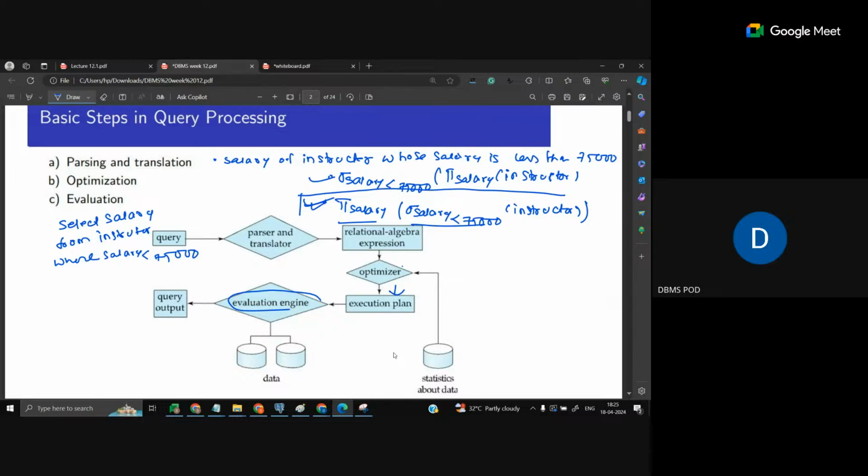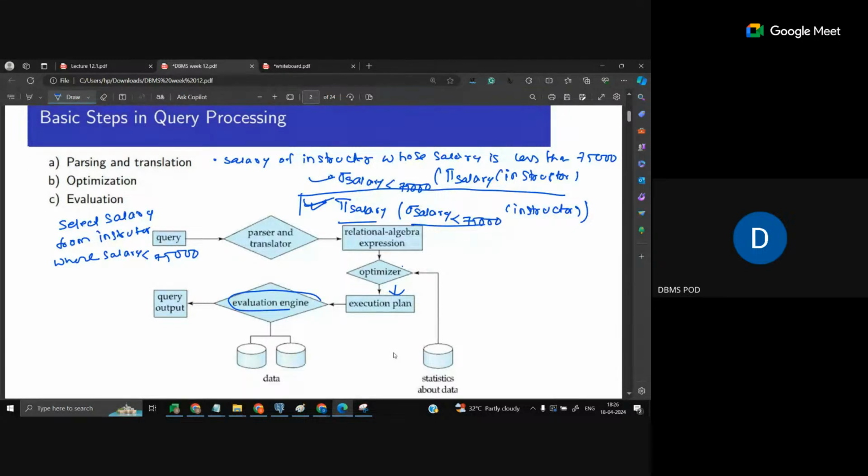So if you want, you can also make tree-like structures. Just watch lecture 12.2. You can see it with the help of a tree also. You mean to say that for the given question, salary of instructors whose salary is less than 75,000, even if I write it in a non-efficient way, the database will use the efficient way of the query and fetch me the data?